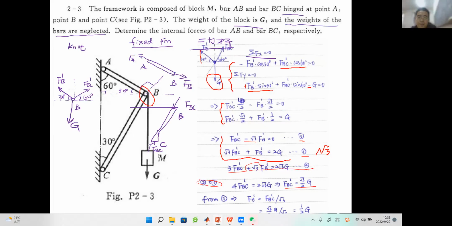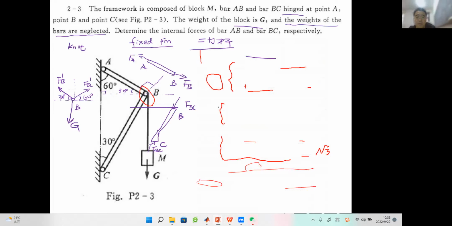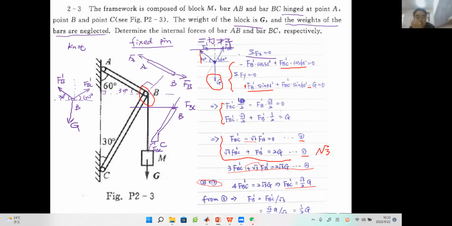So let's continue. FBC prime here, its projection onto the x-axis in magnitude will be FBC prime times cosine 60, because it is along the positive direction, so it has a positive sign here. Then we will use the condition sigma Fy equals 0. Because the direction of G is perpendicular to the x-axis, its projection will be 0. So we do not need to consider this force when we do this equation.